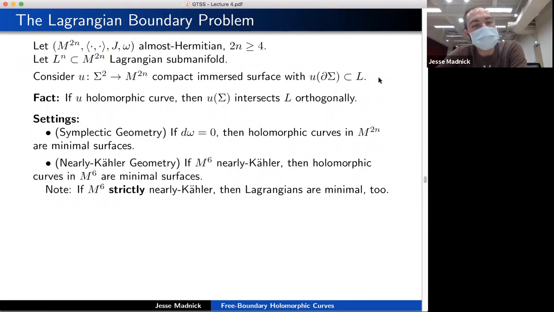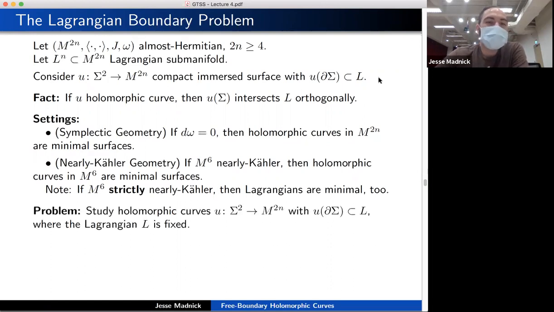An interesting thing, and I continue to believe that this is sort of odd: if M is strictly Nearly-Kahler, that's our case of interest, so in other words, Nearly-Kahler but not actually Kahler, then the Lagrangian L is minimal too. It's very strange. So the Lagrangians in Nearly-Kahler manifolds are somehow much more rigid than in the symplectic setting. It's a little odd.